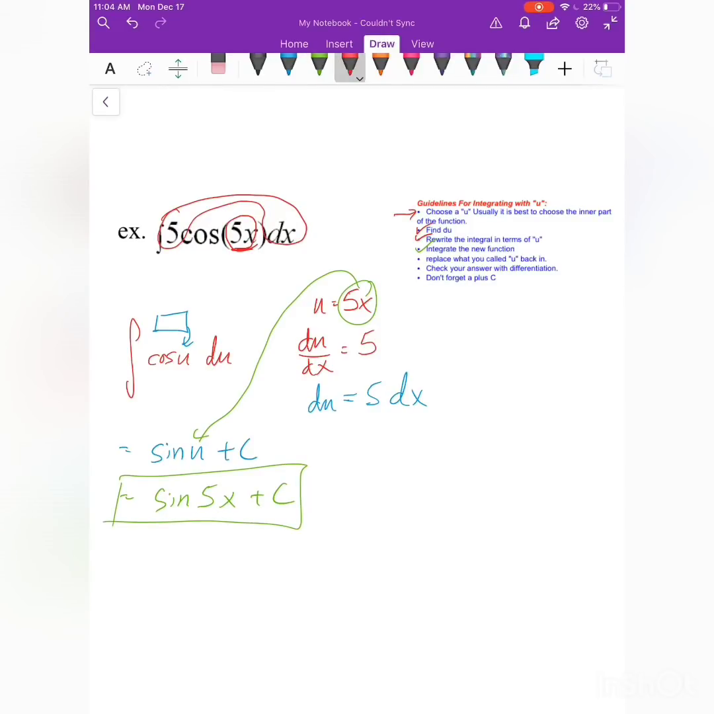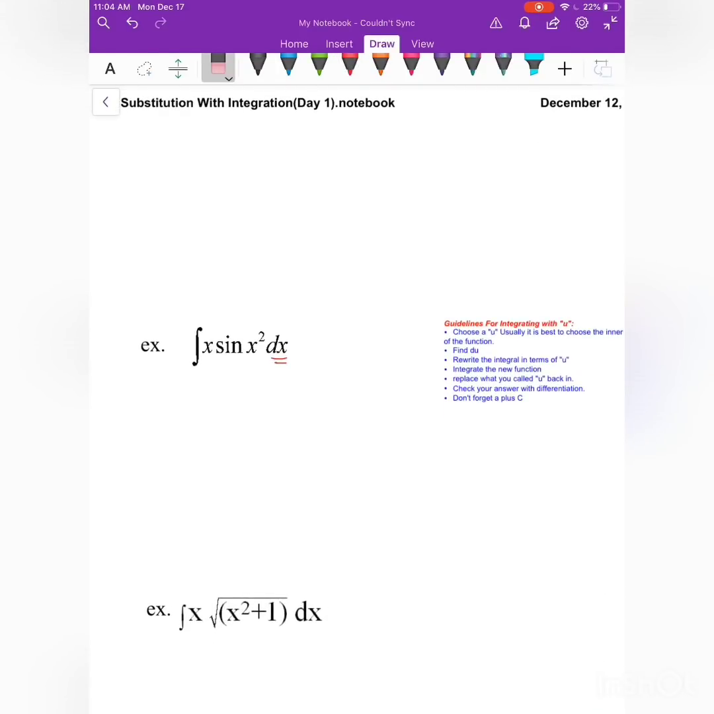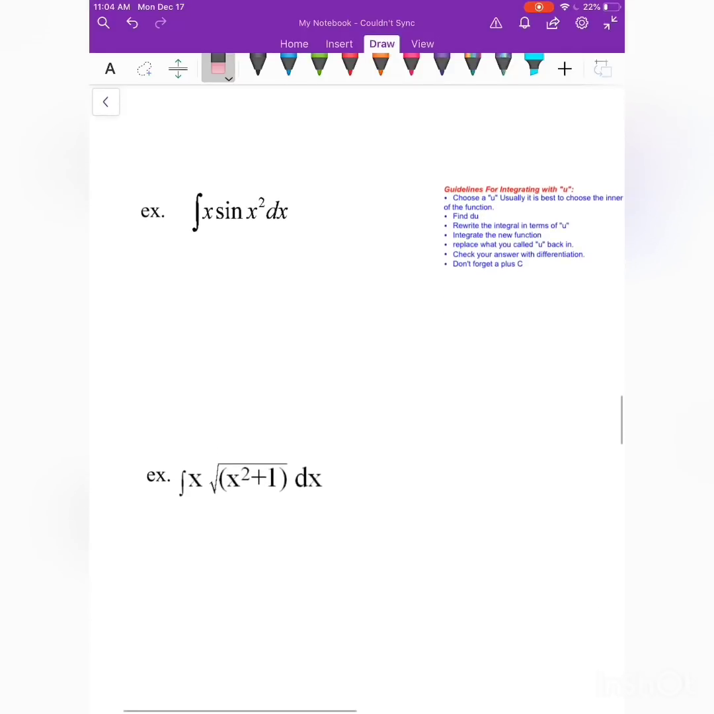Now, if you wanted to check this, you could take the derivative of it, and that's a chain rule. So the derivative of the outside, leave the inside, times the derivative of the inside, and that's actually our problem. That's what we started with, so you know that this is correct. All right, moving on to the next problem. Here are a couple more. We'll stop here after these two.